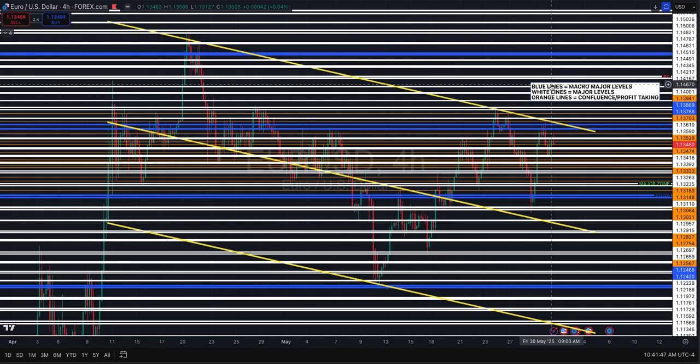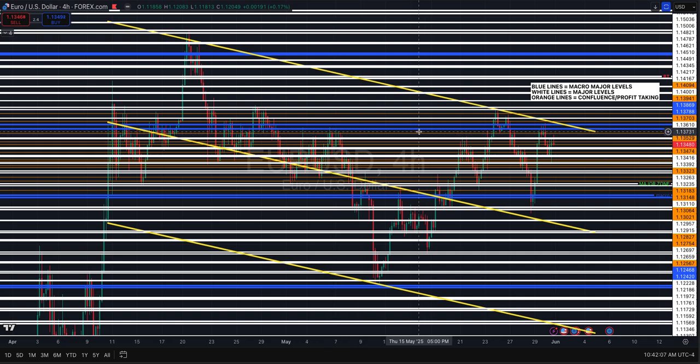Blue lines are macro major levels. They're derived from price action that occurred definitely months ago, often years ago. Some of these blue levels right here are from inflection points from 2022-21 time because we weren't up in this area since then, but they're still working right now.